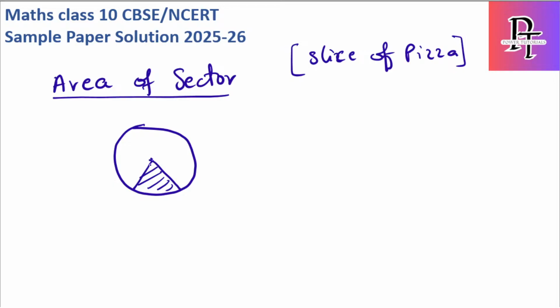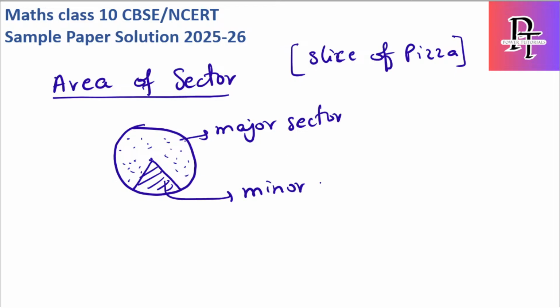If it is a single slice, then it is a small sector. If it is the other part, if I say this dotted part is nothing but major sector, whereas the shaded part is nothing but minor sector. So this is R, which is radius, and O is the center.